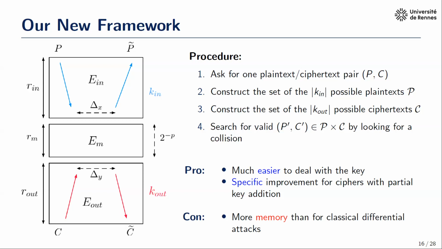So for this we win, and we hope that in certain circumstances we will have a better time complexity than for classical differential attacks. There is also a specific improvement for ciphers with partial key addition, which allows us to add an extra pre-round to the attack. And this is, I think, the most important advantage of this new framework to extend the differential distinguisher. I will talk about it later.